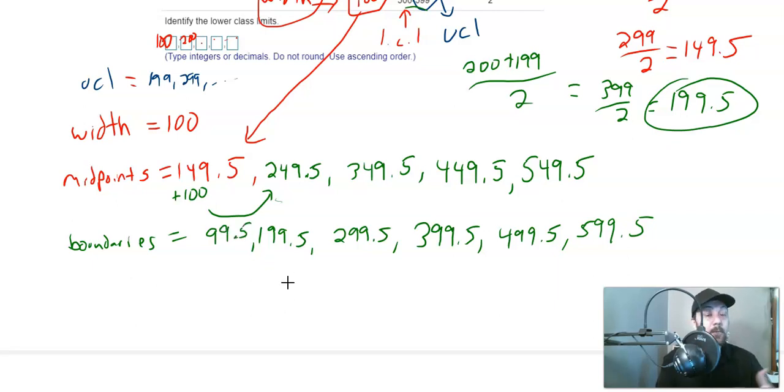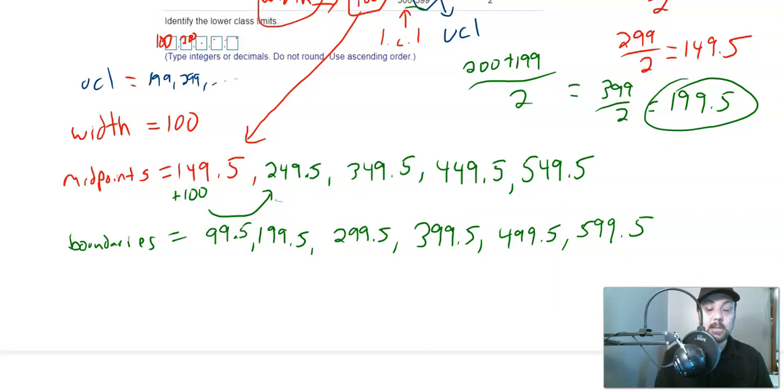Now, sometimes if we start at 0 and you subtract backwards to get that original beginning boundary, it might be negative. I've had examples where I get something like negative 0.5 here. So that can happen as well in some data sets. All right, and so those are all your class boundaries.